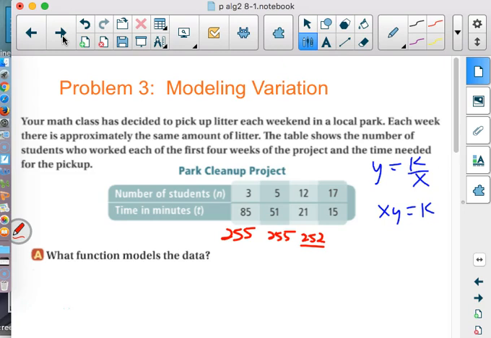15 times 17. Oh, man. Well, we won't be able to use this for inverse relationship. Look at 252, it is so far away from 255. You don't do that in real life.